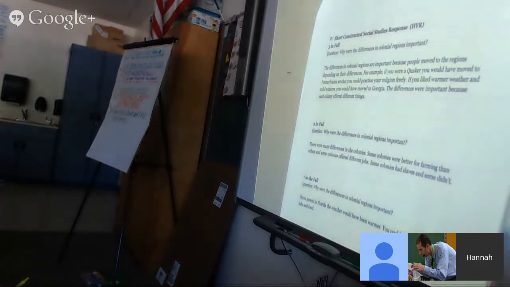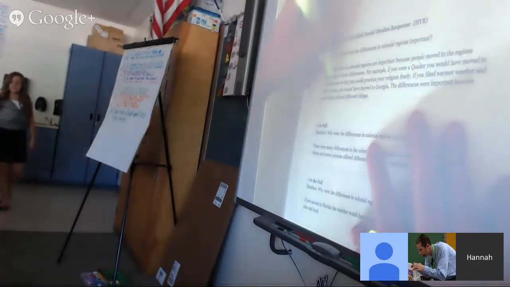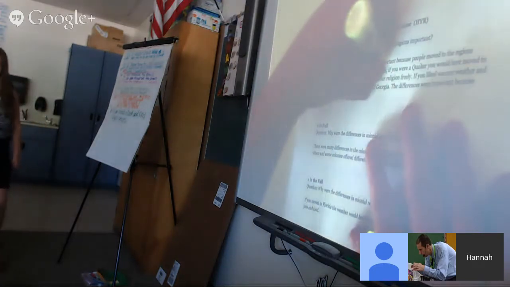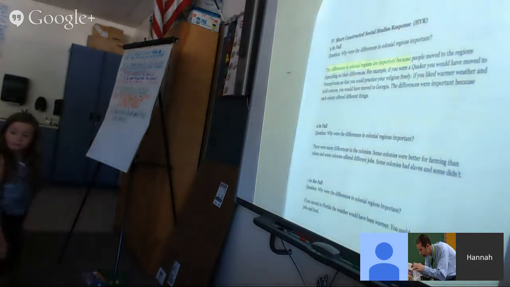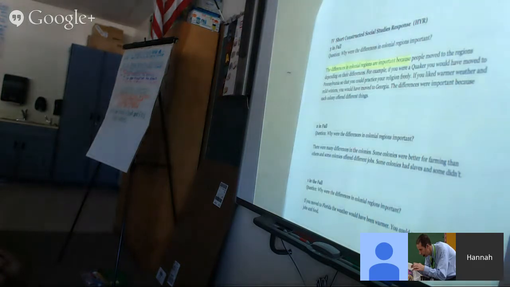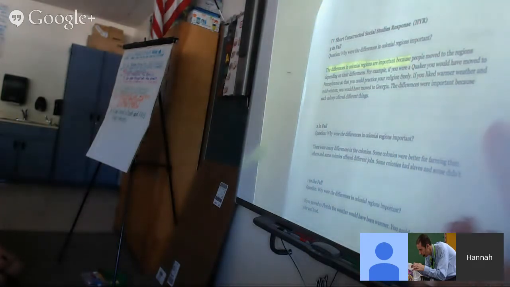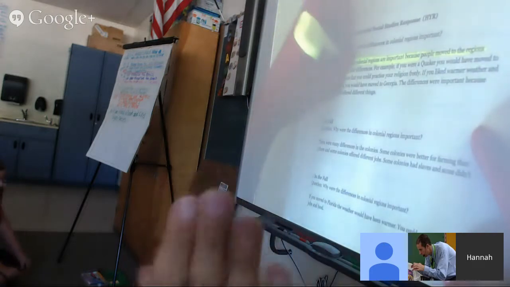Why is this a 3? I'm noticing that the question was restated right away. So the difference in colonial regions are important because. Holly, what are you noticing? That it also gave specific details from the text or source. I love that. So let's highlight what the specific details were. We have because people moved to regions depending on their differences.